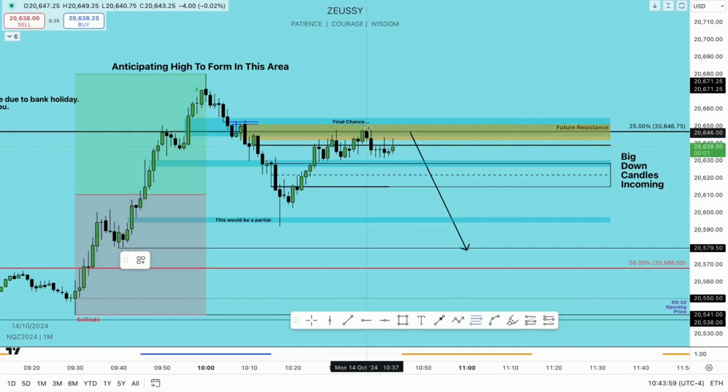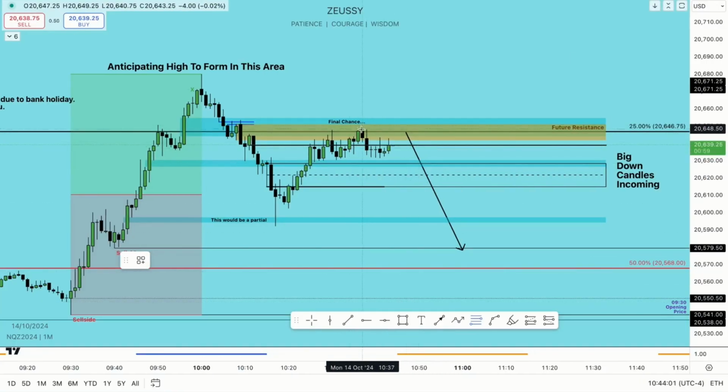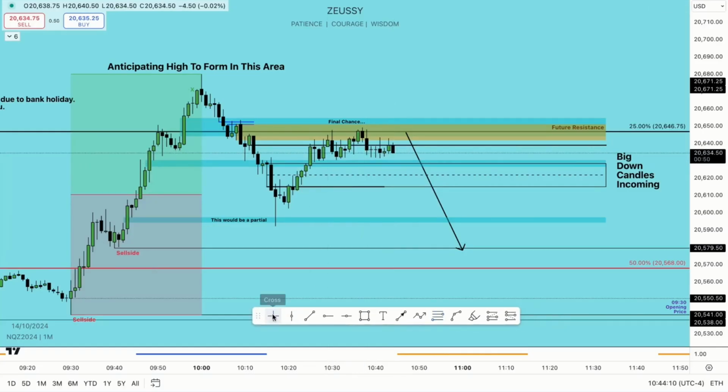ES has created a higher high here, whilst NQ created a lower high, and the macro is about to begin, so pay attention to what's likely going to happen next here. If they're going to roll it over, it has to occur now.